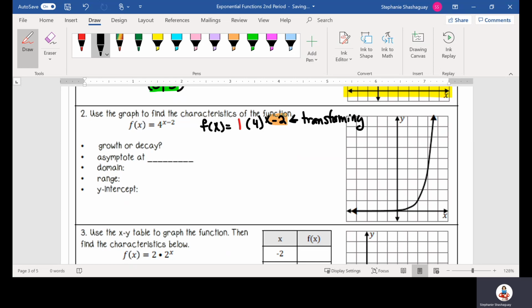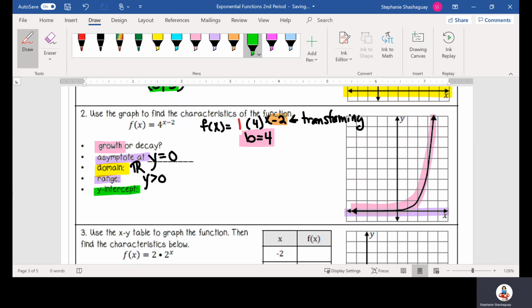Okay, so my b term, my ratio, is equal to 4. If my b term is greater than 1, then I'm going to have exponential growth. My asymptote was not changed, so my asymptote is just going to be y is equal to 0. My domain is still all real numbers. My range, as always, is going to relate to my asymptote, and it's going to be y is greater than 0, because all my y values have to be greater than 0.